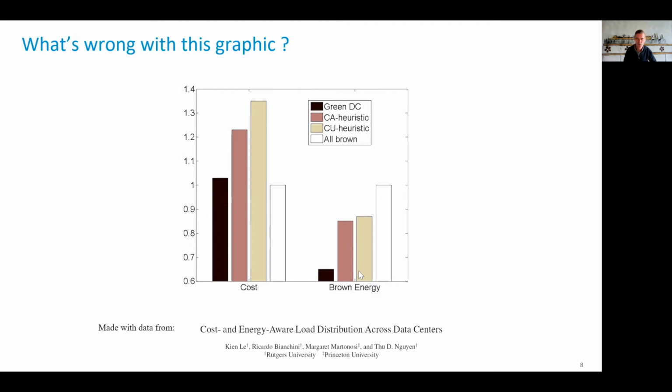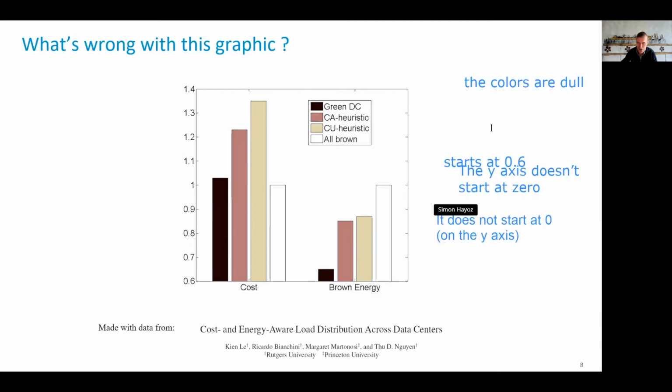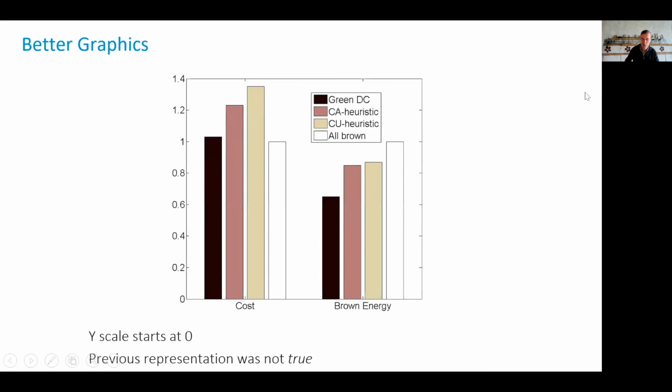For example, what's wrong with this graphic? And we see exactly unanimity about what is wrong, and that's exactly the point I'm trying to make here. Exactly: the axis doesn't start at 0. There are many ways to make a graphic misleading. You should detect them, and you were all able to detect this one, but you should also avoid them. You should not be misleading.